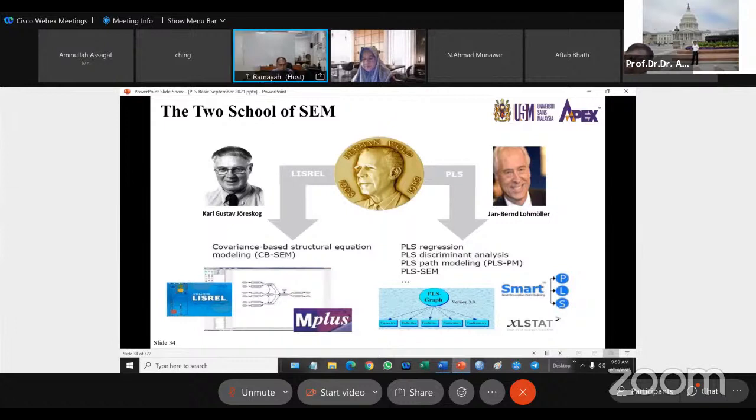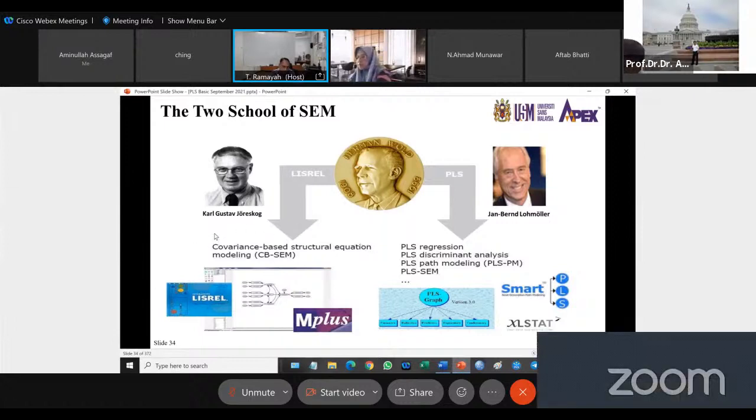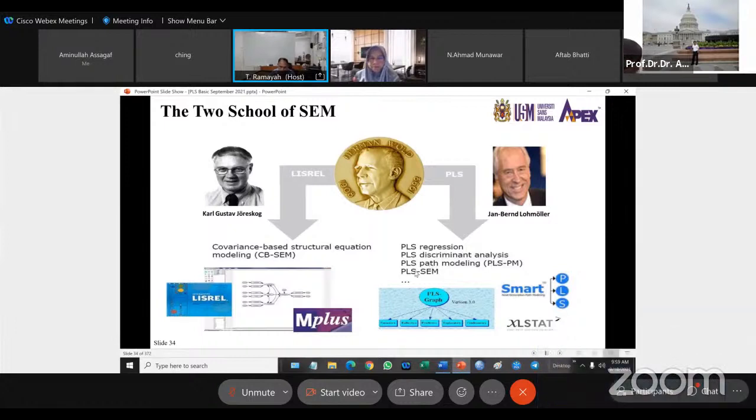Okay, next we will look at the two variations in structural equation modeling. The first one is called covariance based SEM, and this side is called variance based SEM. These are the two techniques available. For covariance based SEM, the software we have are LISREL, AMOS, Mplus, and many more. For PLS, we have PLS regression, PLS discriminant analysis, PLS path modeling. These are all software that can do partial least squares.